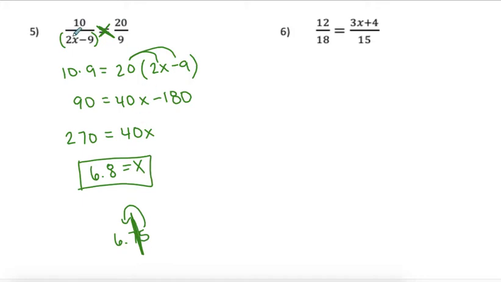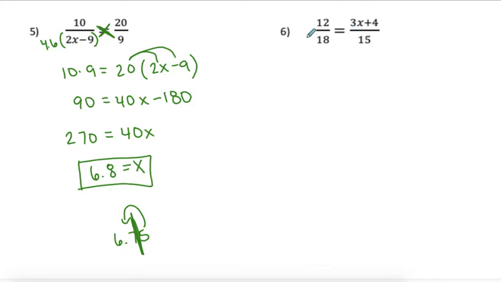So when I plug this in, it'll be very similar to that value there. So 2 times 6.8 minus 9 is 4.6 here. So if I do 10 divided by 4.6 and 20 divided by 9, those should be pretty close to equal other than a rounding thing.